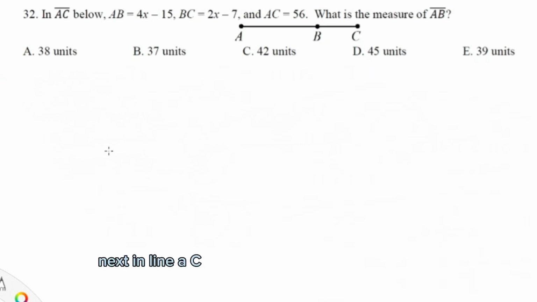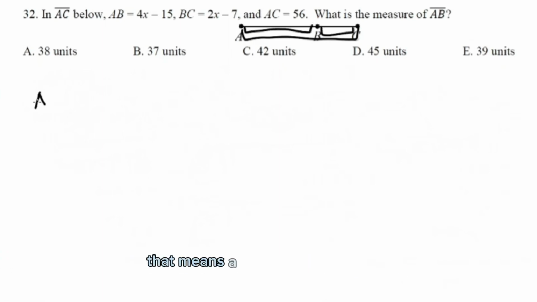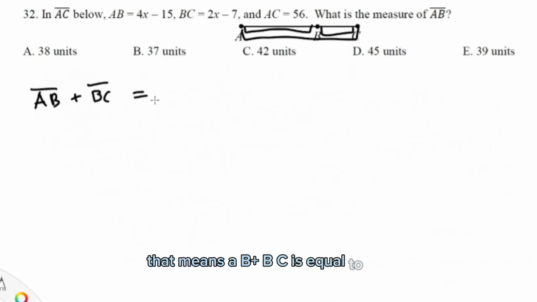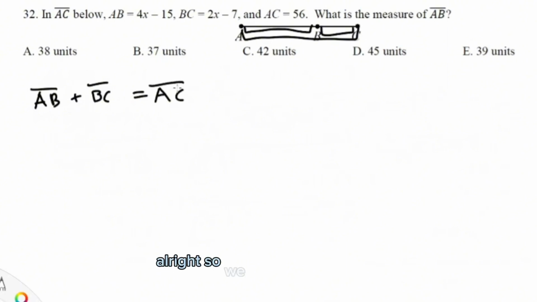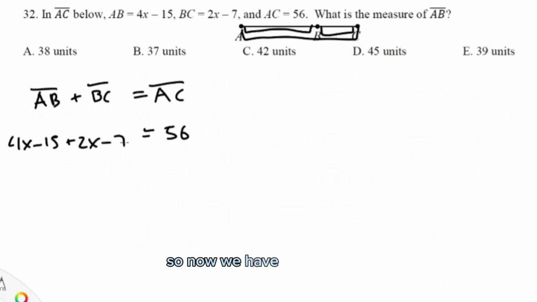Next, in line AC below, AB is equal to 4x minus 15, BC equals 2x minus 7, and AC equals 56. What is the measure of AB? Alright, so this entire line, AC, is made up of the two parts, AB and BC. That means AB plus BC is equal to AC. We know that AC is 56, AB is 4x minus 15, and BC is 2x minus 7. So now we have the equation 4x minus 15 plus 2x minus 7 equals 56.